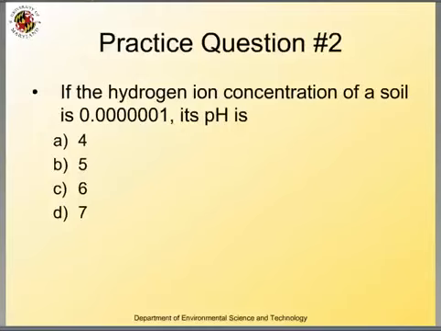Okay, so question. If the hydrogen ion concentration is this, what is its pH? How many places to the right do you need to move the decimal to get a whole number? 1, 2, 3, 4, 5, 6, 7. It's pH of 7. The answer is D.